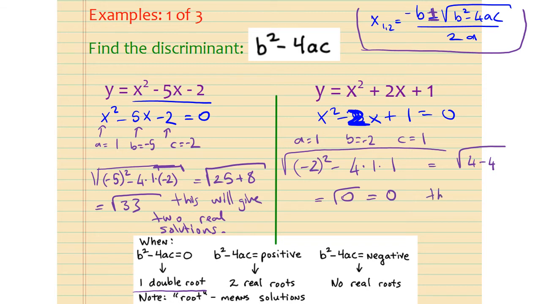So I will write this will give one solution. Or we can say double solution, because x1 and x2 will be exactly the same. x1 will be equal to x2 and same root. By the way, root, solution, zeros, answers are pretty much going to mean the same thing in solving quadratic equations.